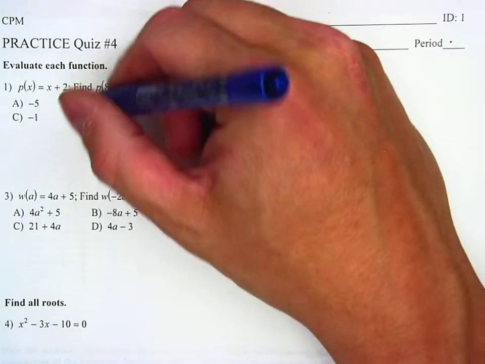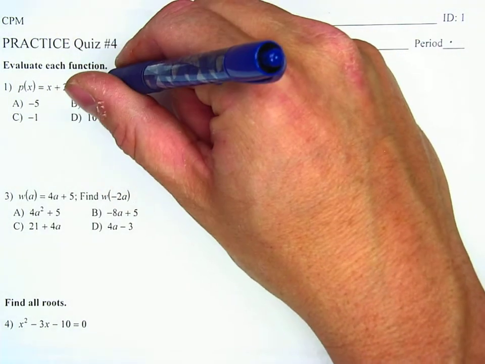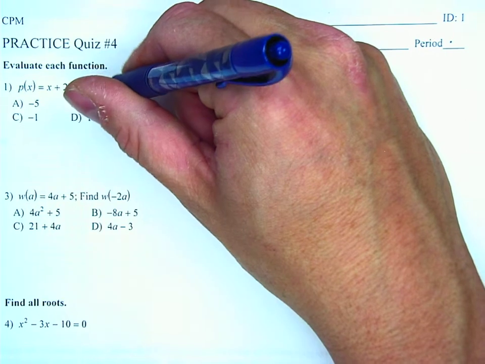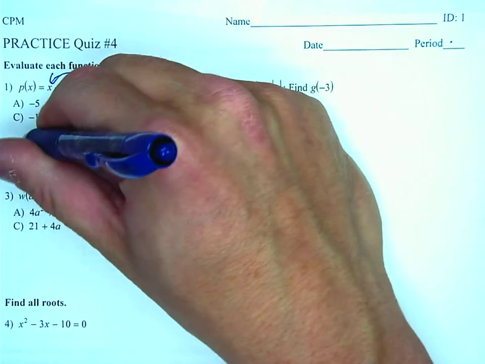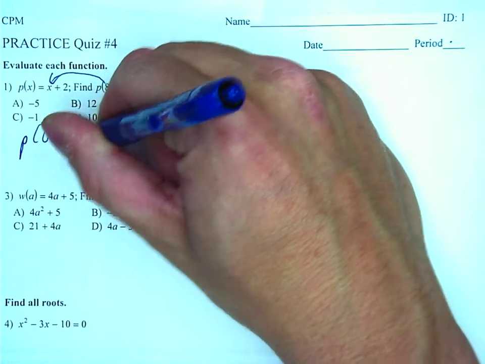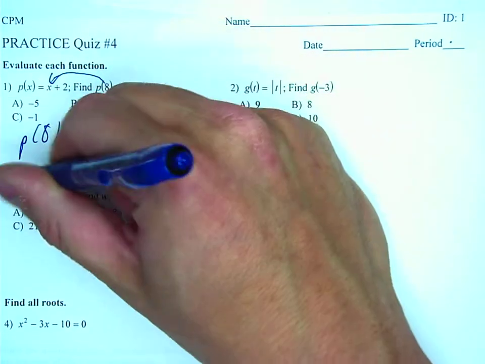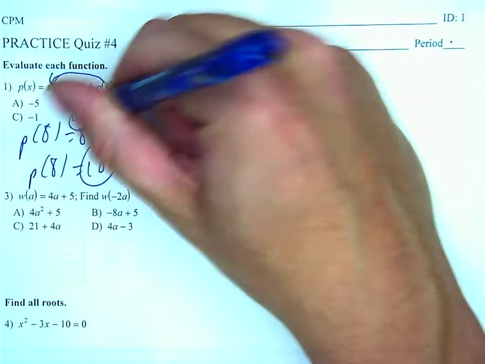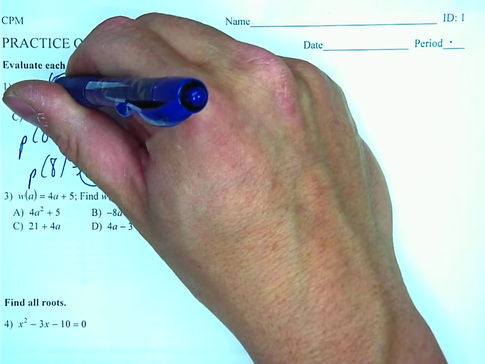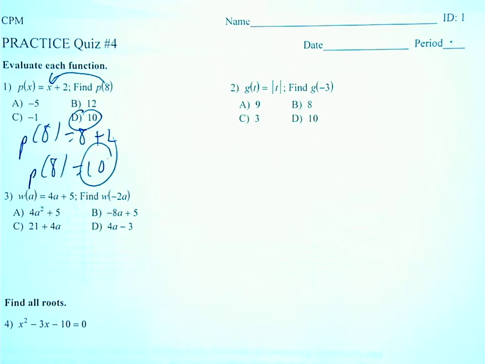Let's begin. Question 1. Find p of 8. So we're going to substitute 8 in for x into the function. And it's going to become p of 8 is equal to 8 plus 2. P of 8 is equal to 10. This 8 is an x value. It goes in for x. P of x is like y. It's the output of the function.